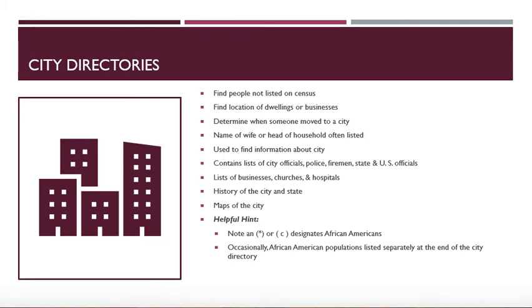City directories. City directories can be a great resource for filling in gaps in information or finding individuals between census years. They can even be used to find people who are not found on the census at all. These records will typically only show head of household or the wife of the head of household. You can find a person's business or location of home. You also can find their occupation.